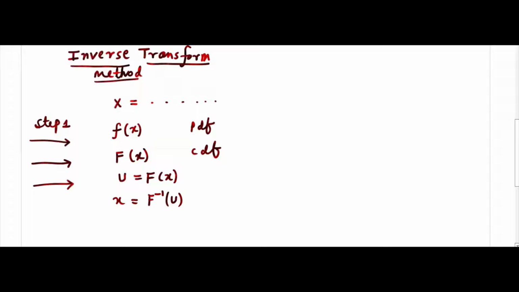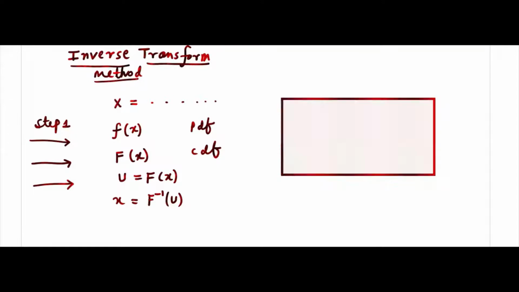Because we write u is f(x), x will be f inverse of u. This is the notation. Once you get this, then you have to write it this way. You write u here, and you write x here. There is a link between u and x. You can use that to find the values for x from u.